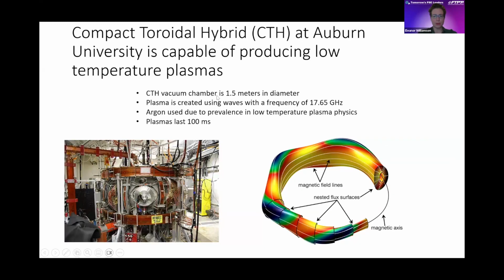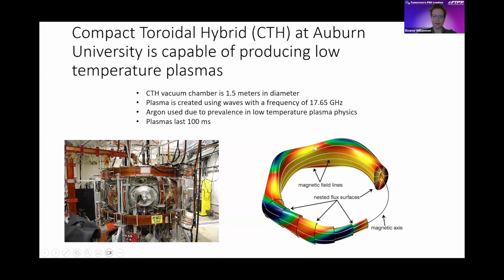The vacuum chamber itself is about 1.5 meters in diameter. The plasma is created using microwaves, that is waves with a frequency of 17.65 gigahertz. The plasmas I use are consistently argon because of their prevalence in low temperature plasma physics. The other thing worth noting about the plasmas that I make is they are very short-lived. They last 100 milliseconds, about 0.1 seconds, so all of the science we do has to be done quickly.